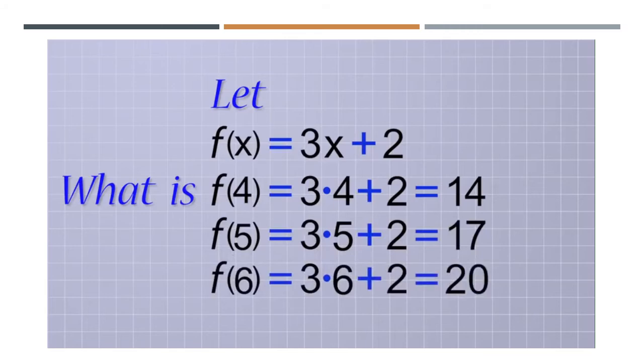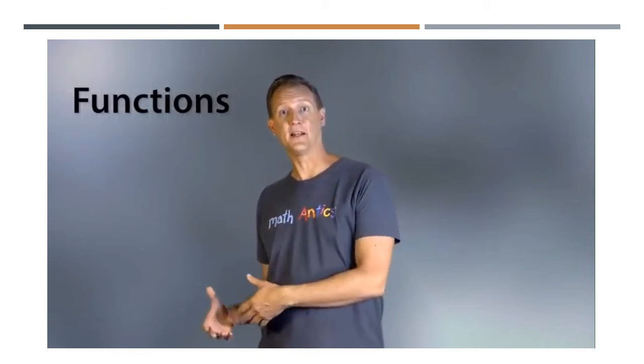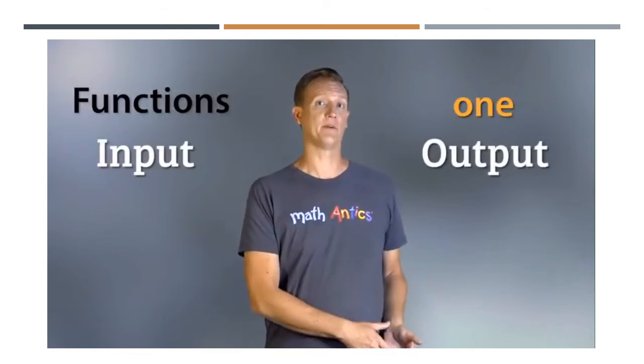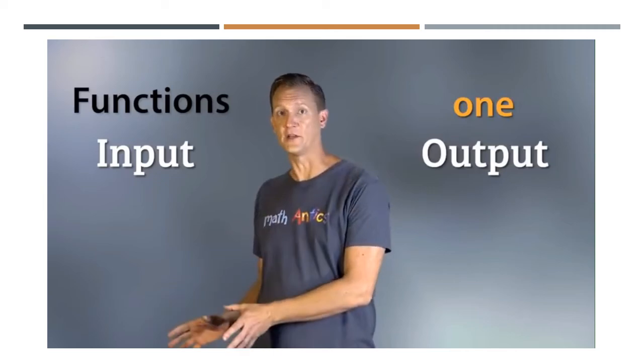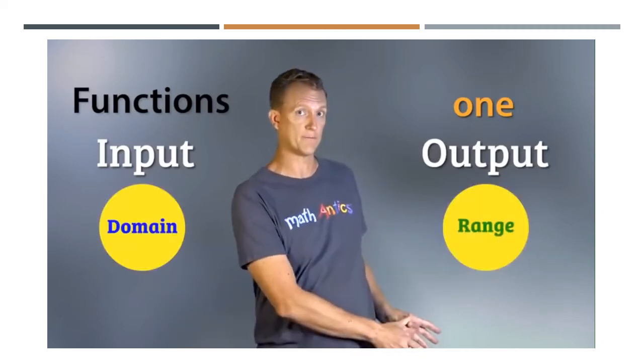Pretty easy, huh? All right, so that's what functions are in math. They're things that relate an input value to exactly one output value. And the set of all input values is called the domain, while the set of all output values is usually called the range.